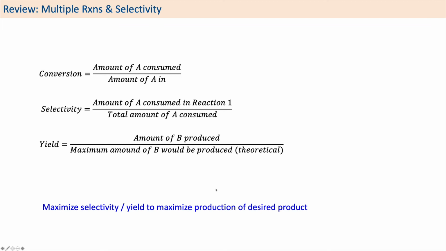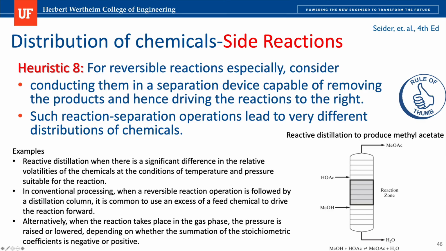So this is just a summary of the different meanings of conversion, selectivity, and yield. Using this, if you have the selectivity and the conversion, you can actually get the conversion of the side reaction if you don't have it. If you have the selectivity, it helps. So you can go back and forth between these calculations to collect all the information that you need to add into your reactor. Heuristic 8 still works with side reactions.